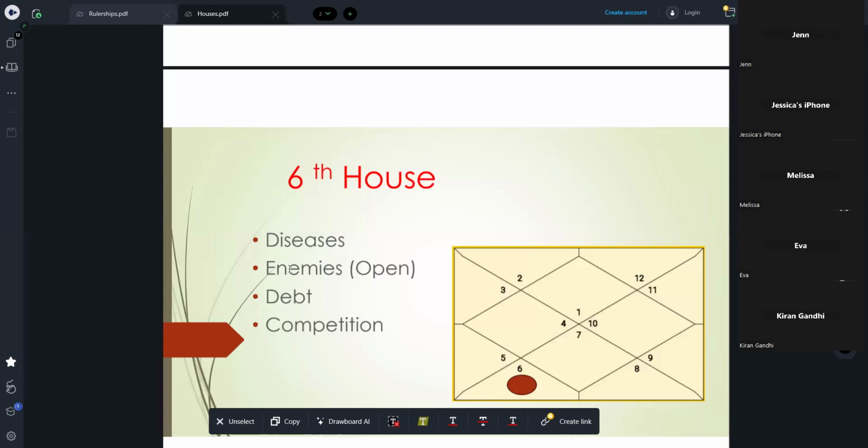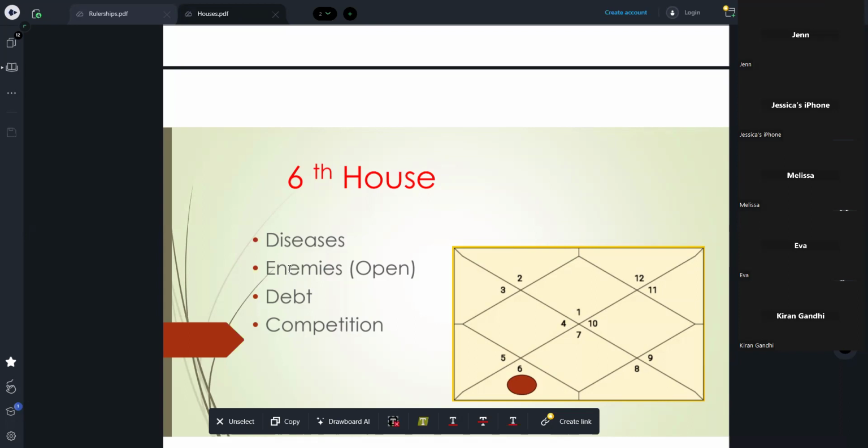It's also the house of debt. If someone was to approach you and say, "I want to apply for a mortgage," which is essentially a loan, a debt, and asks, "Do you think I'll get it?" it depends on what kind of planets are sitting in their sixth house, whether they are allowing or permitting loans during the time period he's approached you.